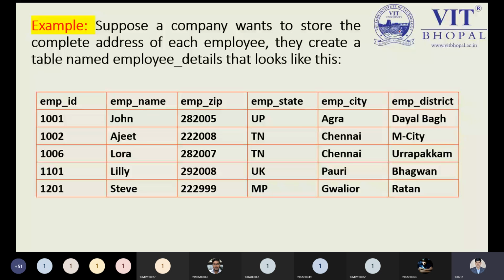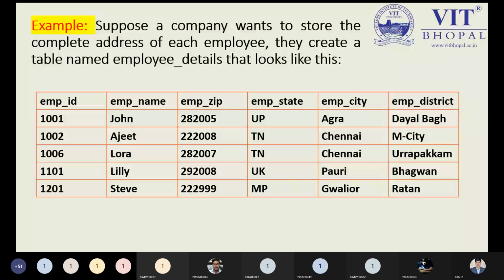And if we talk about the forest city, Bhagwan is the kind of place we have. And those students who belong to Gwalior city belong to some area, a different kind of colony, like Ratan colony. So here we have some data which belongs to employees, you can say. And from having seen this relation, you need to identify: yes, we have the transitive dependency, and if we have transitive dependency, then we need to decompose.